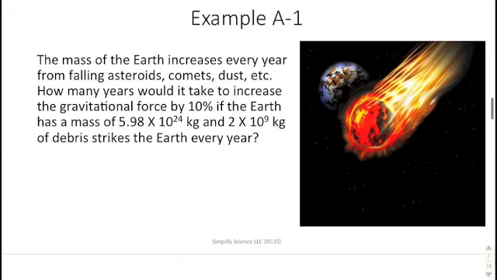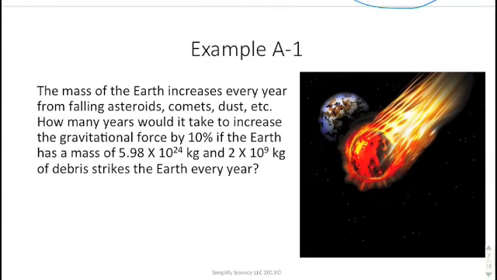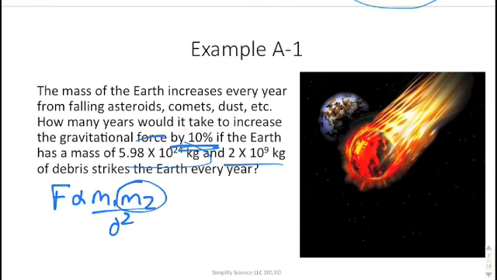So we come to our first example. It says the mass of the Earth increases every year from falling asteroids, comets, and dust. How many years would it take for the gravitational force to increase by 10% if this is the mass of the Earth and this is how much debris strikes the Earth every year? Realize that according to Newton's formula, F is proportional to m1 m2 over d squared. Any increase in the mass of the Earth will likewise be reflected in an increase in the gravitational force.